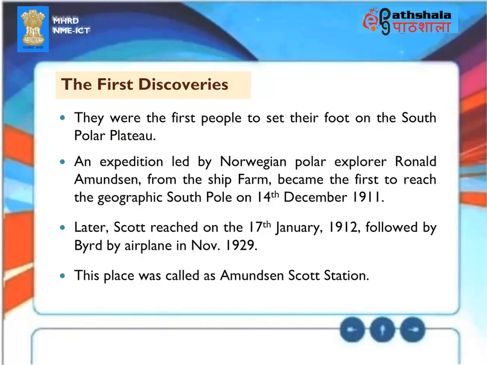An expedition led by Norwegian polar explorer Roald Amundsen from the ship Fram became the first to reach the geographic South Pole on the 14th of December 1911. Later, Scott reached it on the 17th of January 1912, followed by Byrd by airplane in November 1929. This place was called Amundsen-Scott Station.